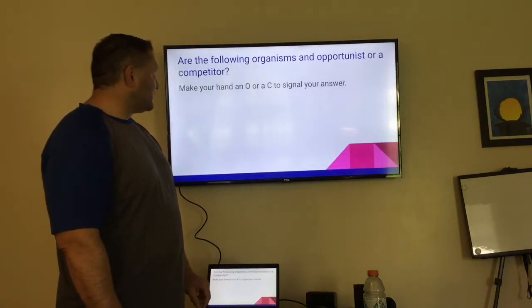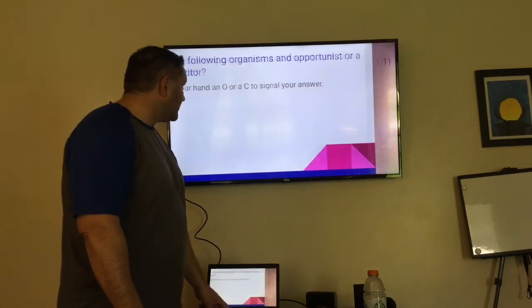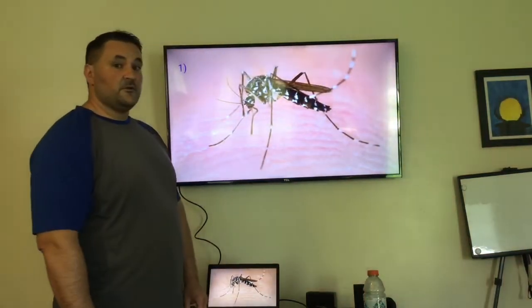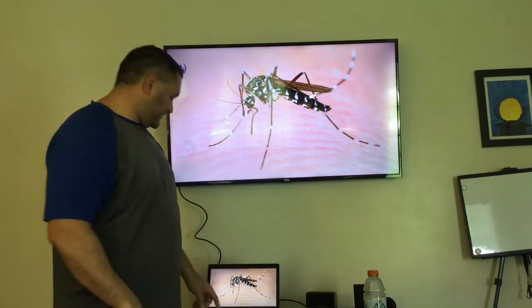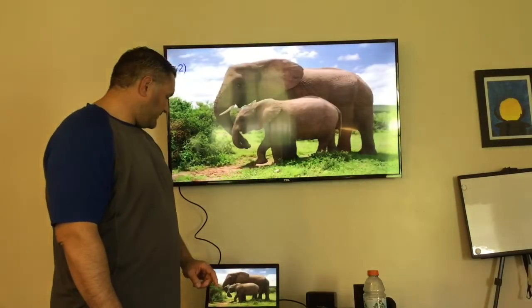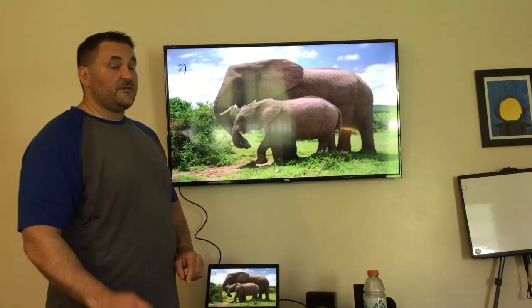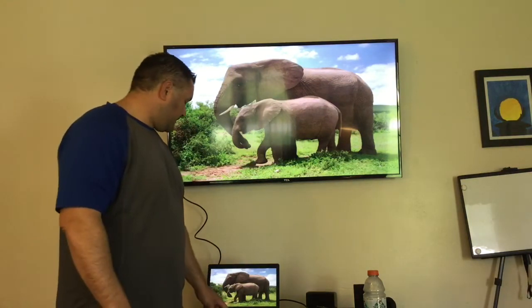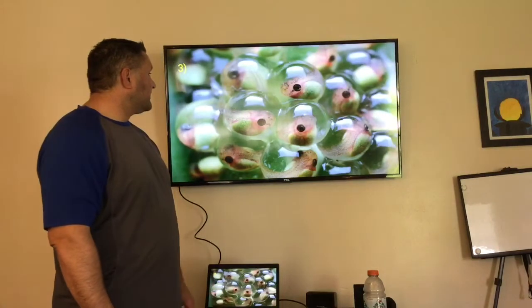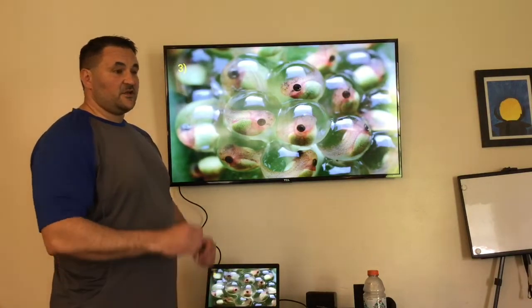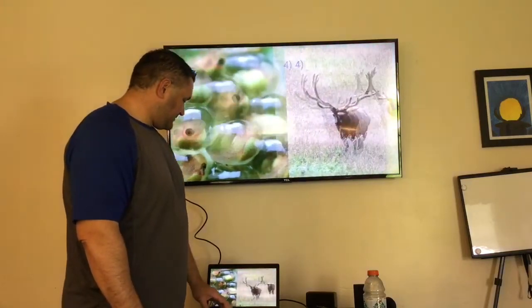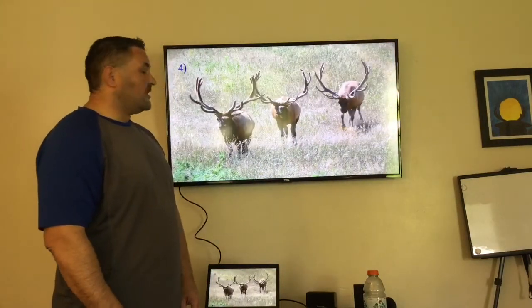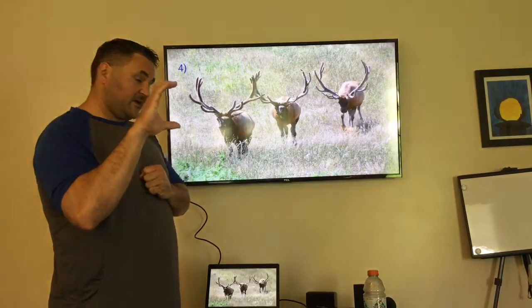Okay, real quick. Opportunist or competitor? Mosquitoes. Well, this is the time of year mosquitoes are going to explode. Opportunist. Elephants. They live a long time. They take care of their babies. Competitor. Those are fish eggs. Well, fish are going to explode this time of year. They're opportunists. Those are elk. Elk take care of their young. They're competitors.